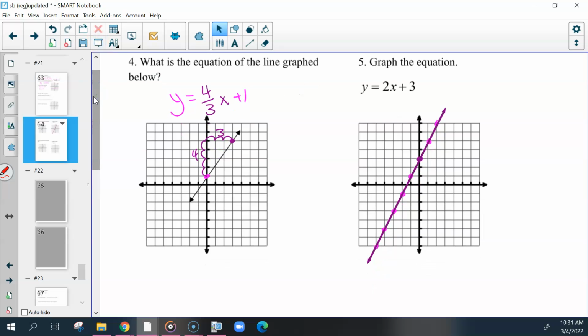Number 4, you had to find the equation of this line. So that was going back like the second unit, where you had to find your slope and y-intercept. Your y-intercept was 1, and then you had to find another point on the line that would cross the grid lines exactly. So if you went up 4 to the right 3, you would get this point right here. Your equation would be y equals 4 over 3x plus 1. Questions on that one?